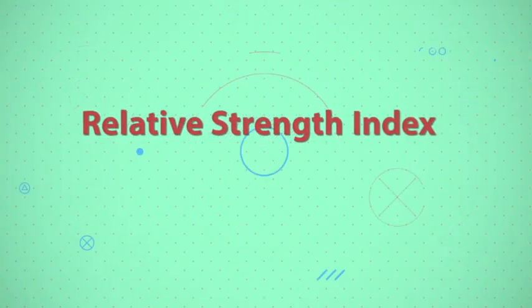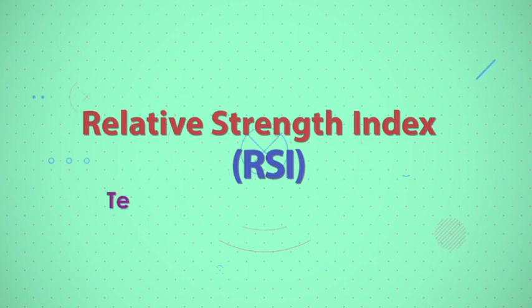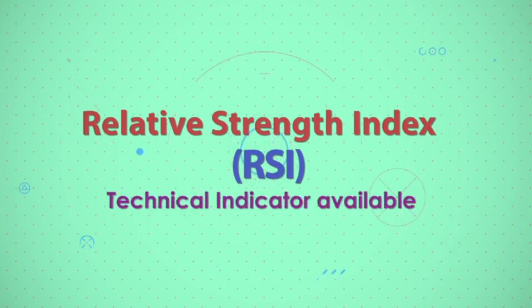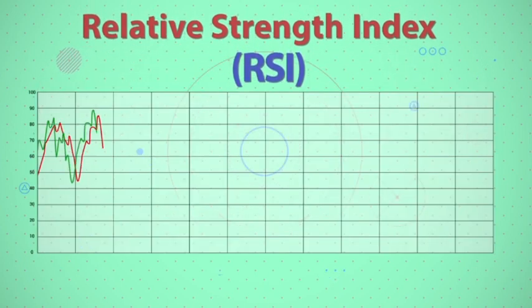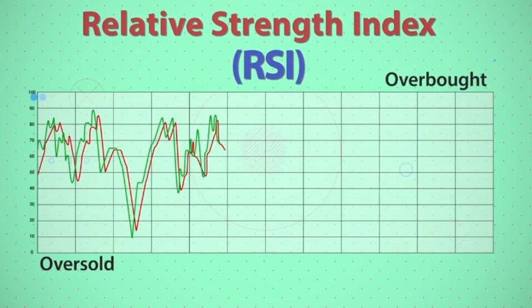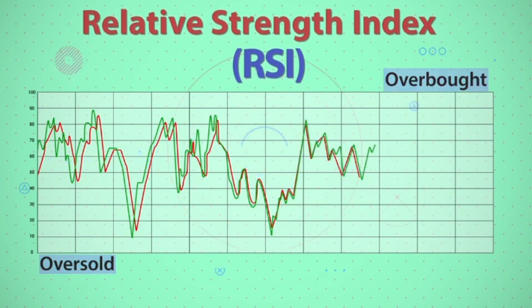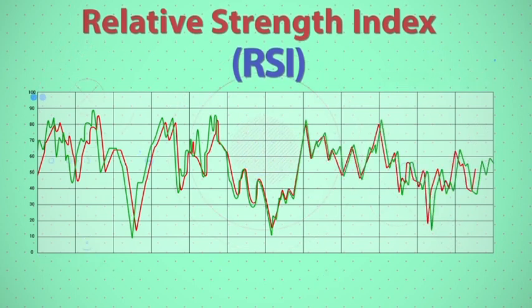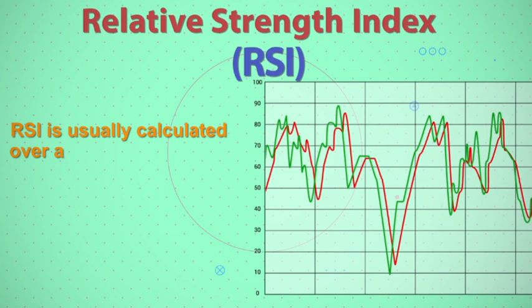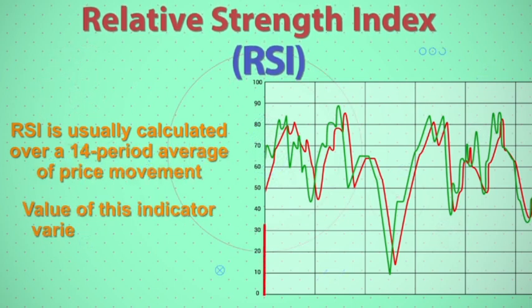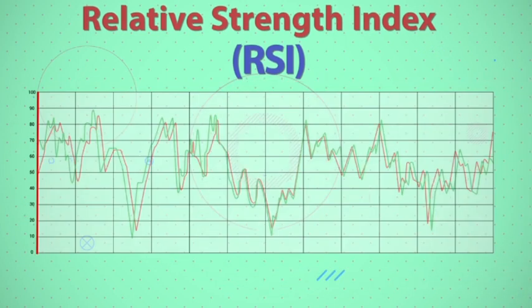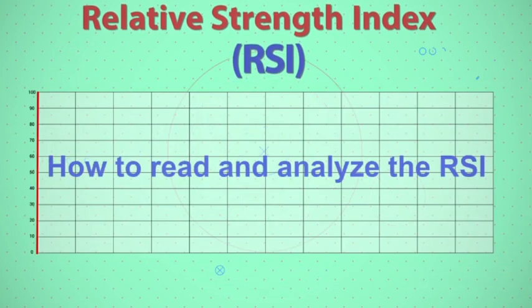The Relative Strength Index or RSI is a technical indicator and is available with the most popular charting platforms. It helps to ascertain whether the markets are oversold or overbought. In short, this tool helps identify potential turning points in the market. The RSI is typically calculated over a 14-period average of price movement. The value of this indicator varies from 0 to 100. The most common way to read and analyze RSI is as follows.